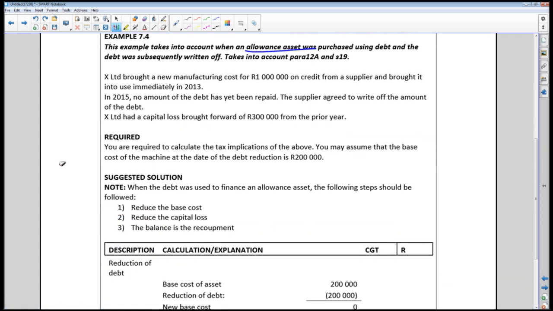Right, so X Limited bought a new manufacturing machine. That means we get Section 12C allowances. It cost R1 million, bought on credit from a supplier, and they brought it into use immediately in 2013. In 2015, no amount of the debt has been repaid. The supplier agreed to write off the debt amount. So they say, you don't have to pay us that anymore. X Limited had a capital loss of 300,000 rands brought forward from the previous year. So then I ask you, you are required to calculate the tax implications of the above. You may assume that the base cost of the machine at the date of the debt reduction is 200,000 rands.